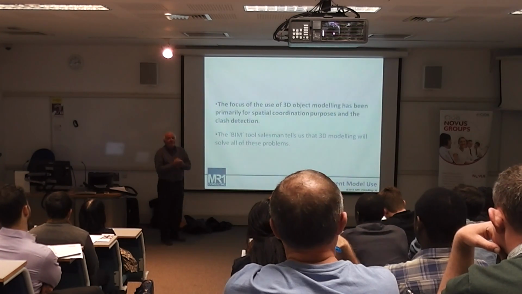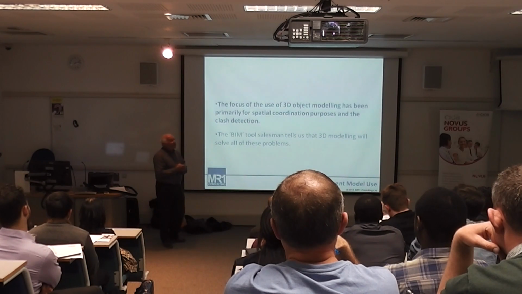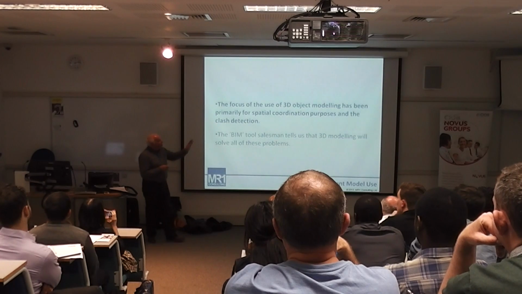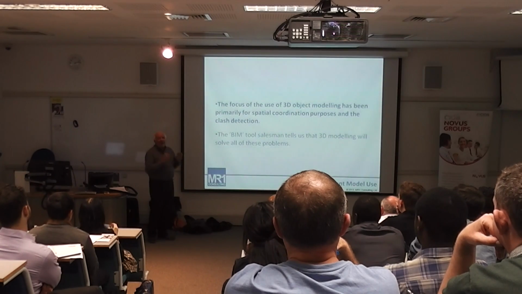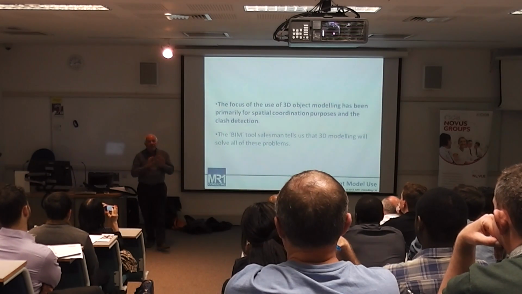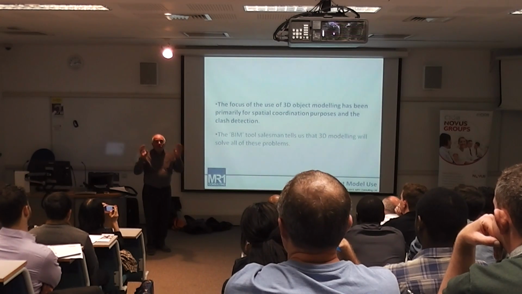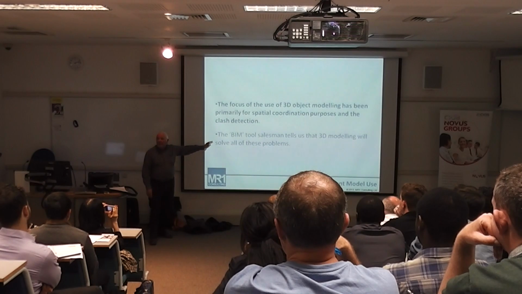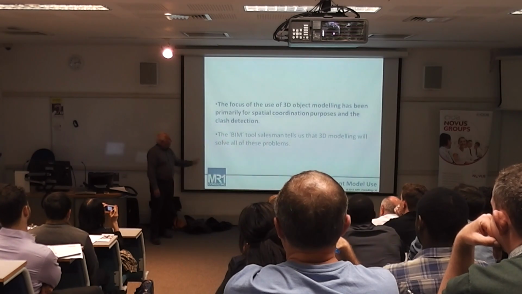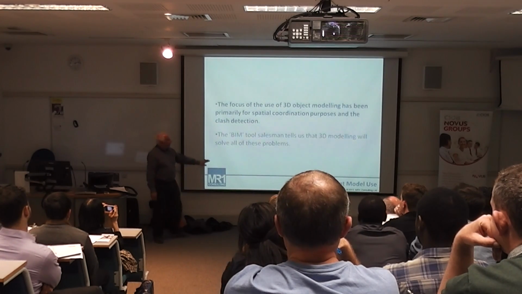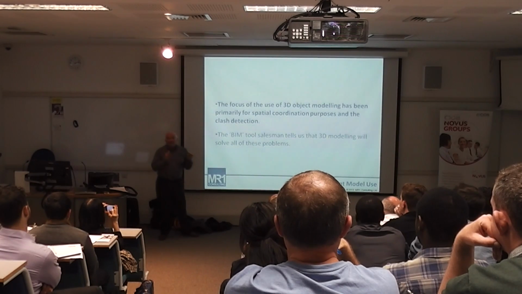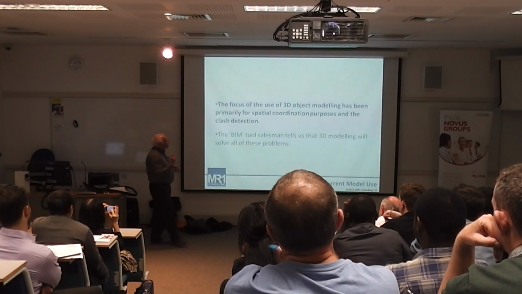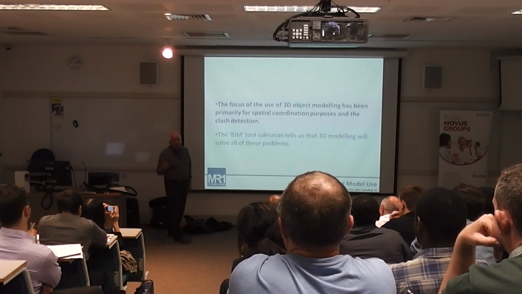Well, the focus at the moment by the vendors is the use of 3D object modelling, primarily for spatial coordination purposes and clash detection. You see it everywhere. Use my 3D modelling BIM tool and do clash detection, the low-hanging fruit. The BIM tool salesman, usually changed there to snake oil salesman in this particular instance, tells us that 3D modelling will solve all of these problems.